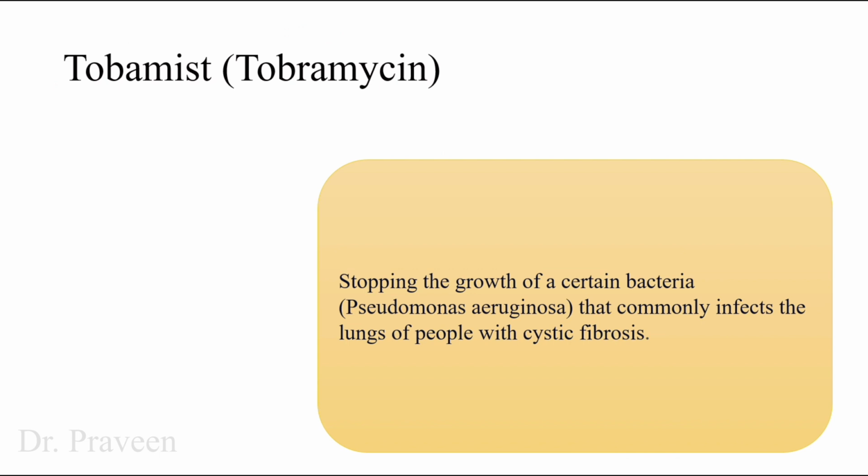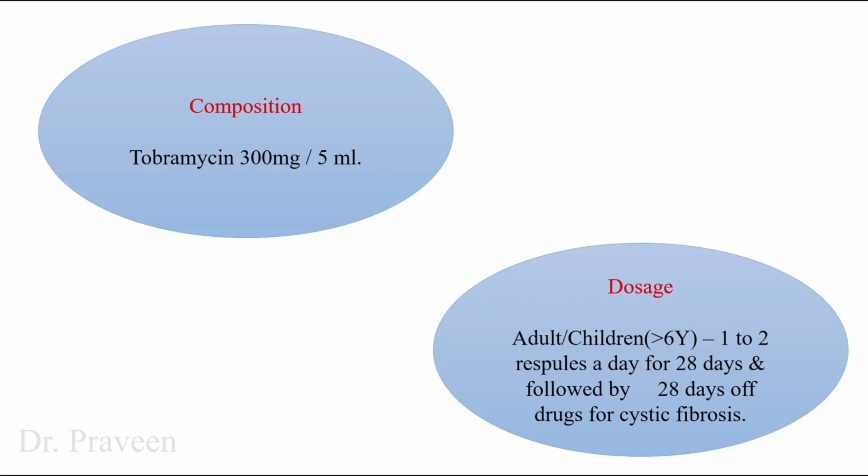Tobramycin, that is Tobamist, is a bacteriostatic antibiotic which stops the growth of certain bacteria like Pseudomonas aeruginosa that commonly infect the lungs in people with cystic fibrosis. So in those conditions, tobramycin 300 mg per 5 ml. The adult and children dosage is 1 to 2 spoons a day for 28 days, followed by 28 days off drugs, for cystic fibrosis.